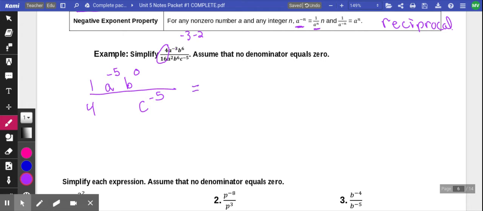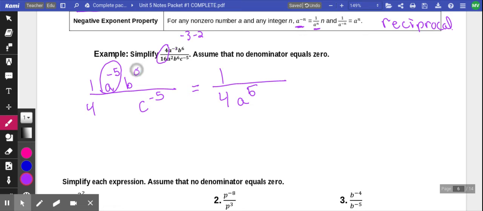Now I need to simplify that more. So 1 over 4, that's still 1 over 4. A to the negative 5, that's a negative exponent. Negative exponent means write it as the reciprocal. So it goes to the denominator, and that makes the exponent positive. So a to the negative 5 is the same as 1 over a to the 5th.